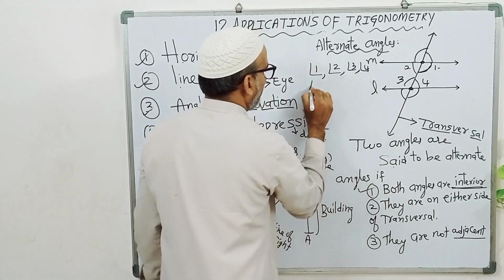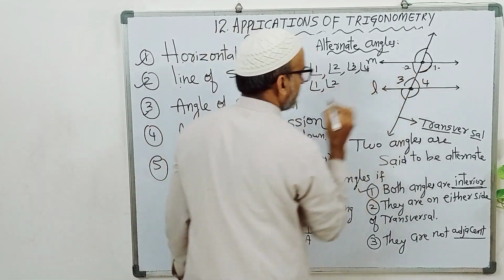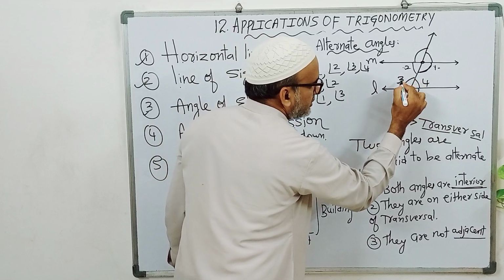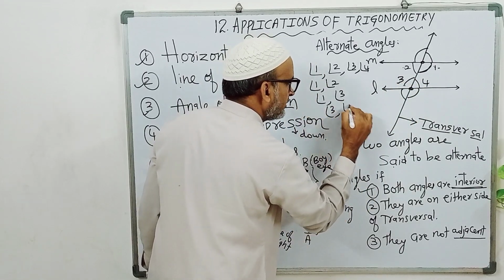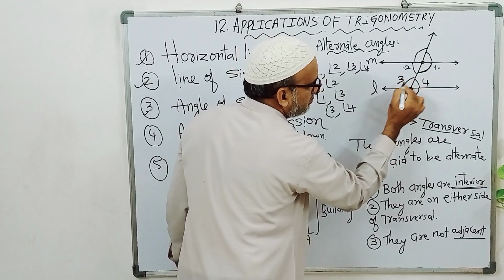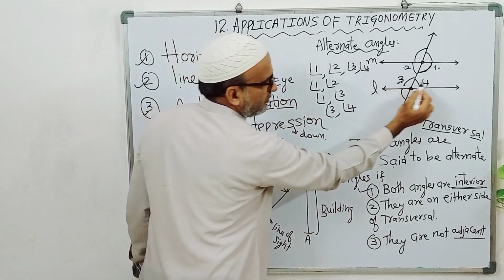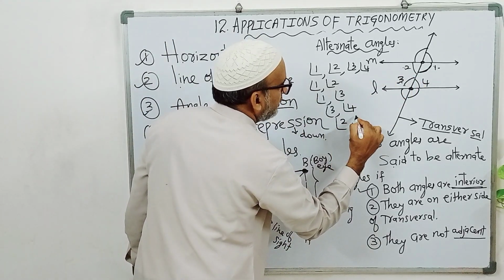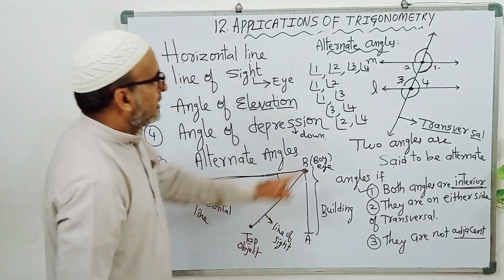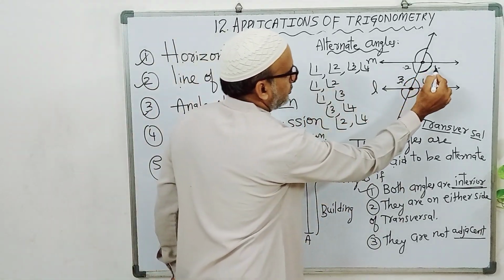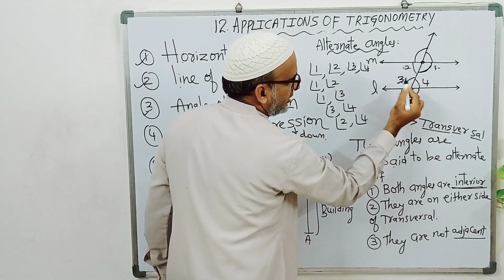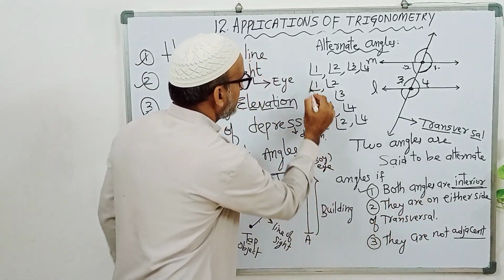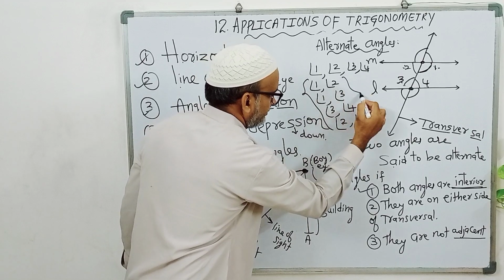Angle 1 comma angle 2 it may be. Angle 1 comma angle 3 it may be. Angle 3 comma angle 4 it may be. 3 comma 4 also you can take. Next is angle 2 comma angle 4 also. Angle 1 2, 1 3, 3 4, 2 4. They are on either side means 4 conditions are there. These are the 4 conditions.